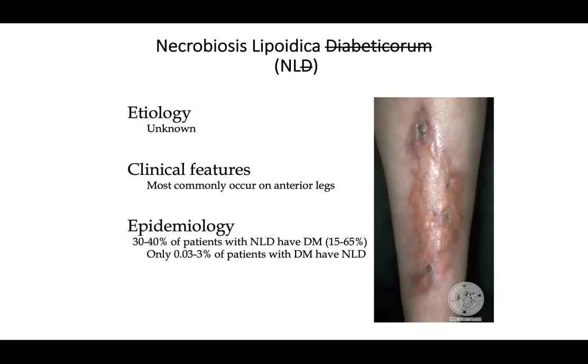However, when I sign it out histopathologically, I just sign it out as necrobiosis lipoidica. And that's because I'm not implying the patient has or does not have diabetes. You don't need to have diabetes to have this entity. Because 30 to 40% of patients with this entity likely will have diabetes, or have been shown to have diabetes, it means that the presence of necrobiosis lipoidica should make the primary care doctor or the dermatologist recommend ruling out diabetes if it's not known that they have it. But only 0.03 to 3% of patients with diabetes will ever have necrobiosis lipoidica diabeticorum.